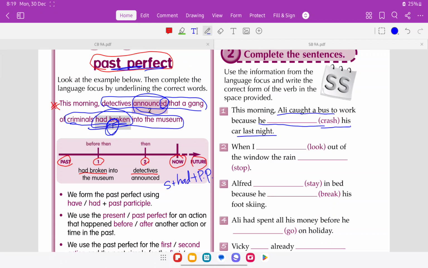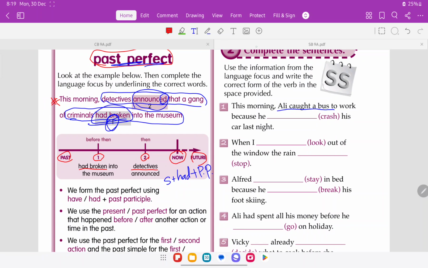It's obvious that the first one is crashing the car. So if crashing the car is the first action in the past, we have to use what? We have to use the past perfect for this one. And as you notice, we have the past simple tense here. See? Caught. So we have it in the sentence. Obviously, the second action has to be had crashed, because this is a regular verb. So we have because he had crashed.